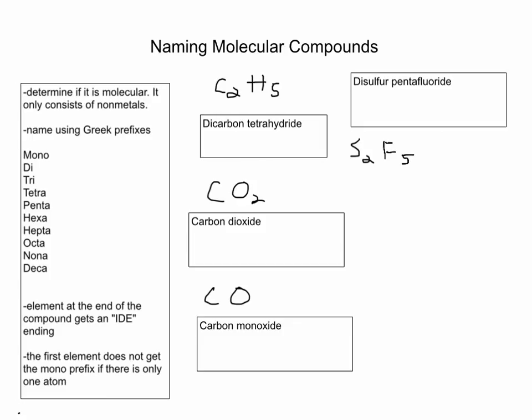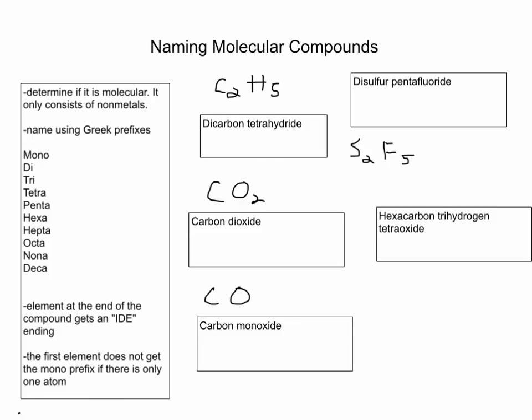How about this one? Let's do hexacarbon, trihydrogen, tetraoxide. So in this case we have 3 elements. Notice that the only element that has the "ide" ending is the last one. Carbon and hydrogen, their names stay the same. So what does this compound look like?